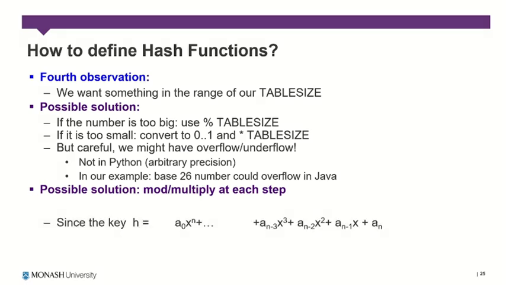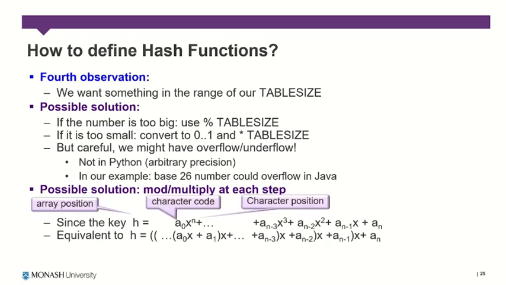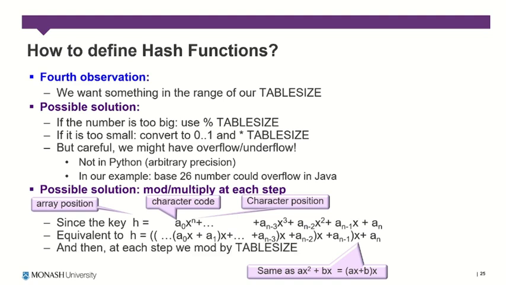So if we remember, our hash function is defined this way. All we're going to do is basically take out the x at each step. Basically it's the same as saying ax squared plus bx. We just simplify by taking the x out at each step. So then we do the multiplication by x each time we're going along, and then make sure that we mod by the table size like we said before, so it doesn't become too large. And this is based on Horner's idea.